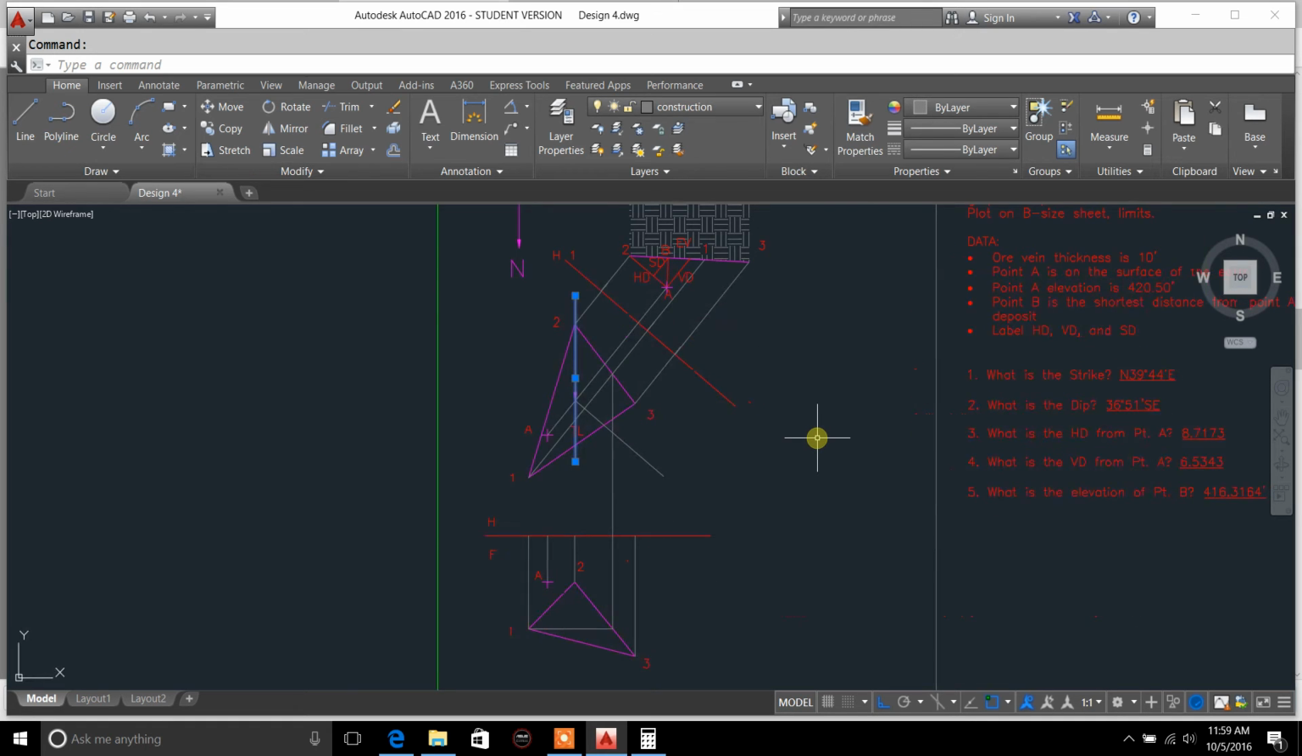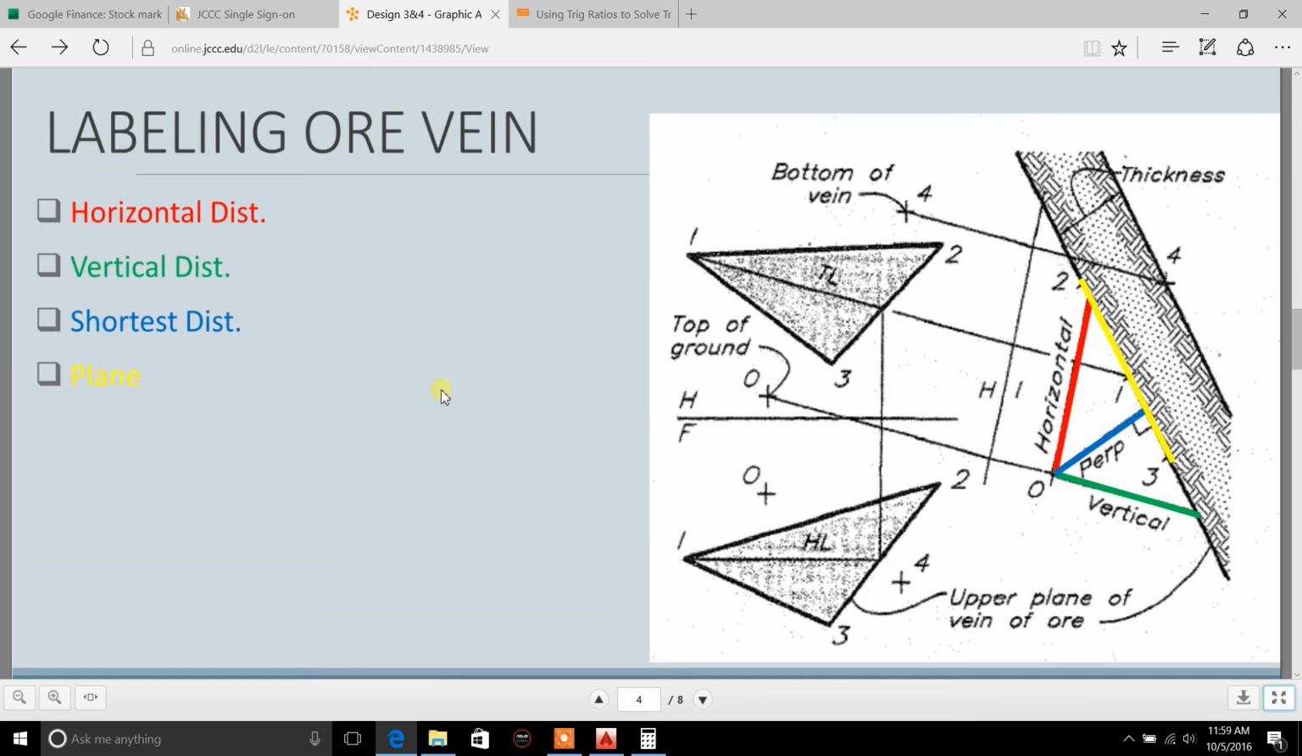That's all I have for today's lesson on vertical distance, horizontal distance, and labeling an ore vein.